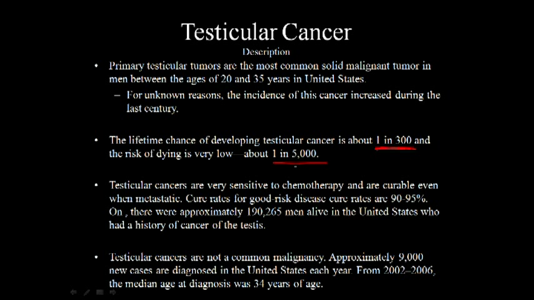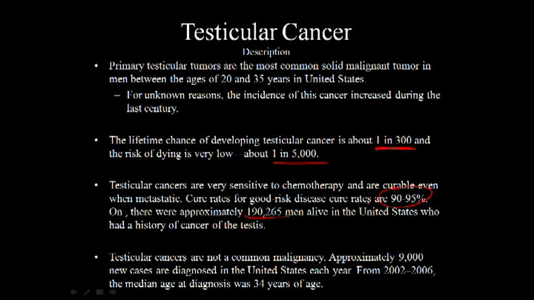Testicular cancers are very sensitive to chemotherapy and are curable even when metastatic. Cure rates for good risk disease are 90 to 95%. There were approximately 190,265 men alive in the United States who had a history of cancer of the testes. So basically, there are a lot of people still living, even though they have a history of cancer of the testes, because of the 90 to 95% cure rate.